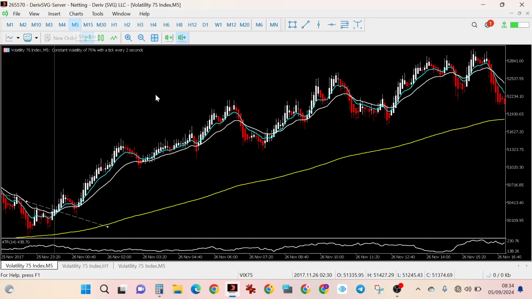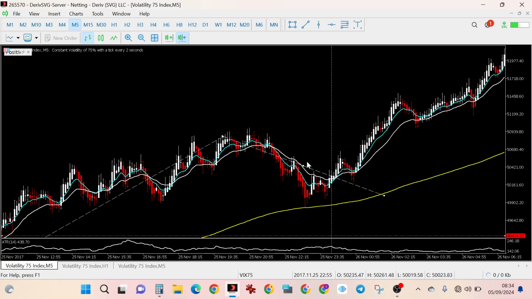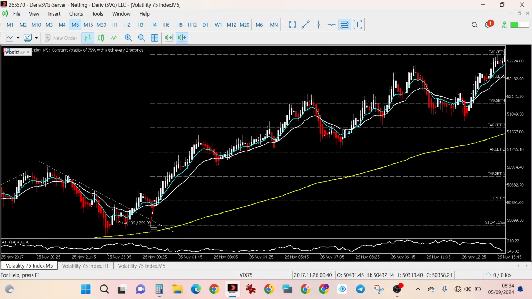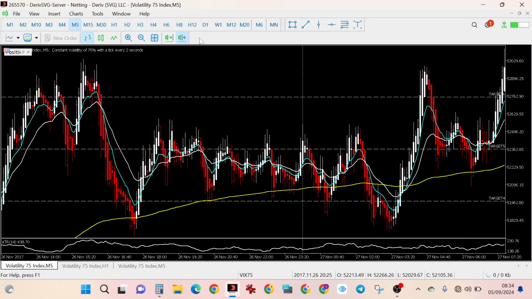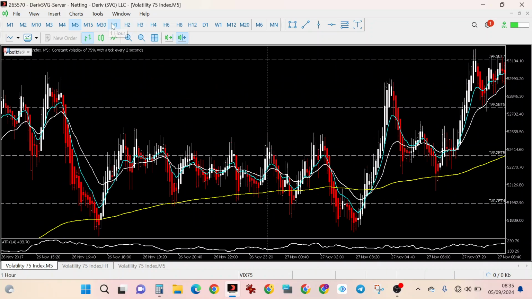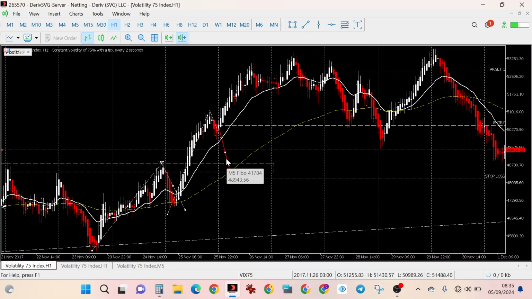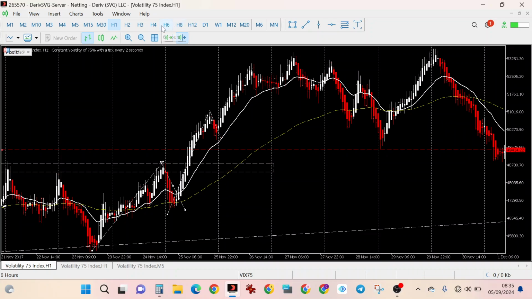Go to your 5-minute chart and wait for the break of this counter trend line. Catch your move and target at least 5 times your risk. Okay, so this is how you catch big moves.